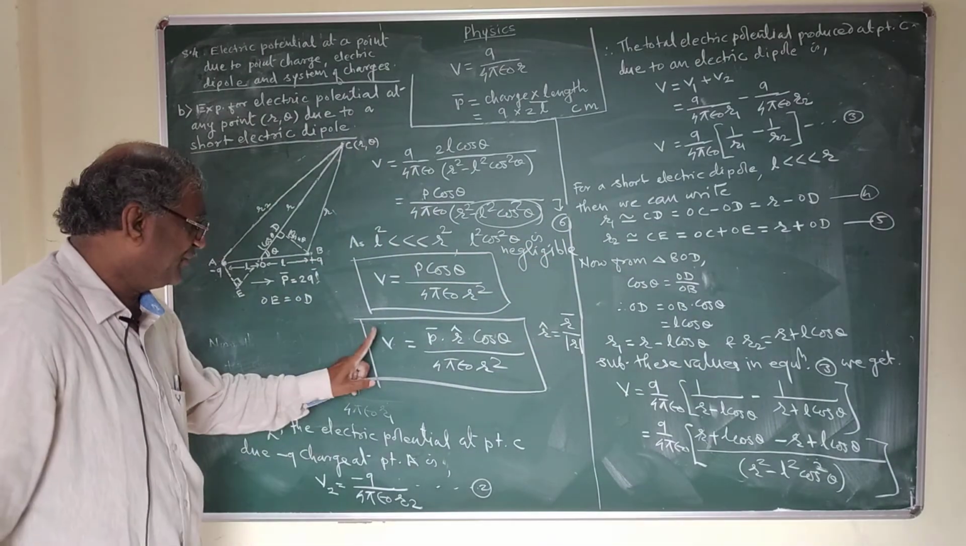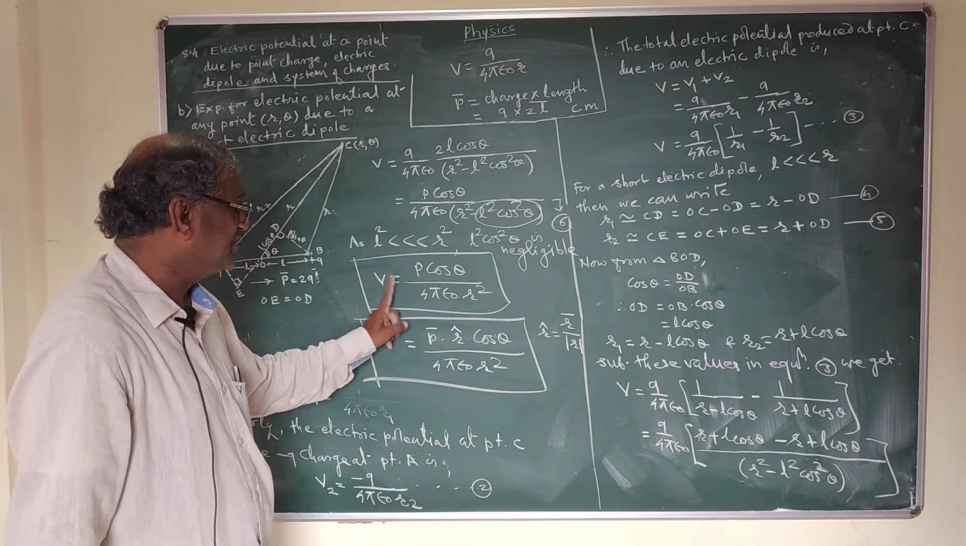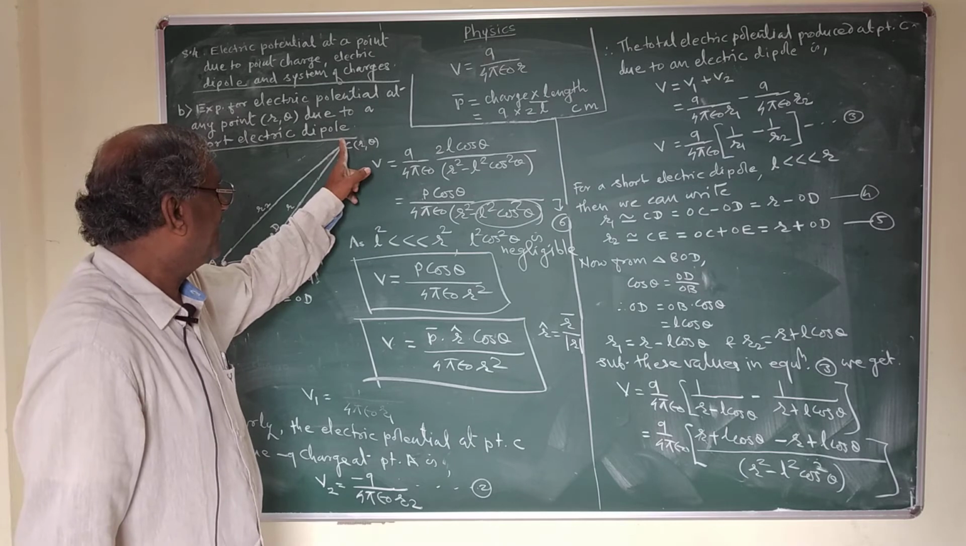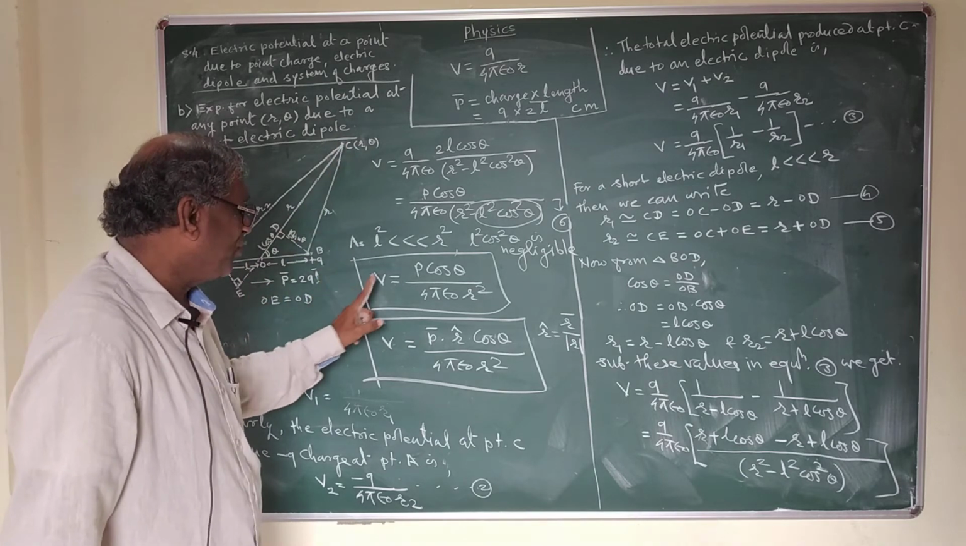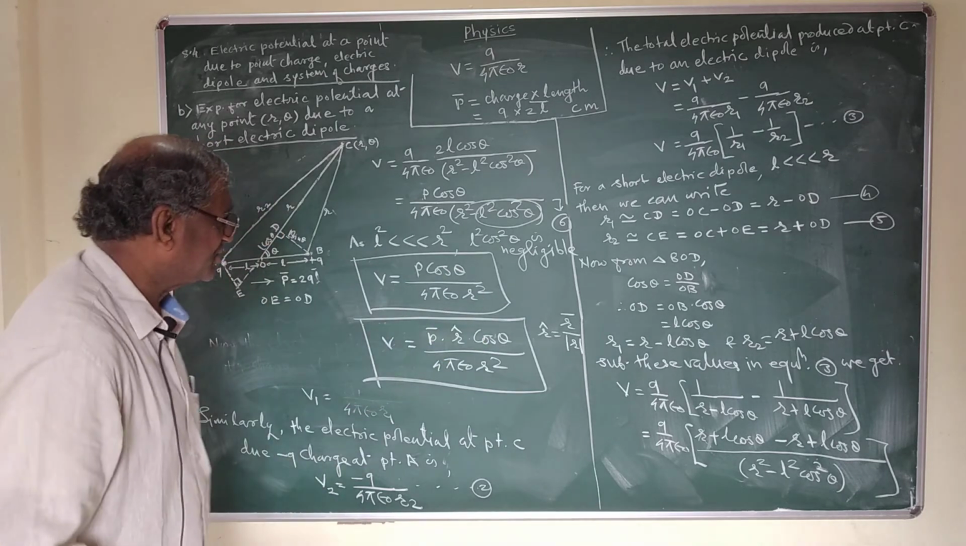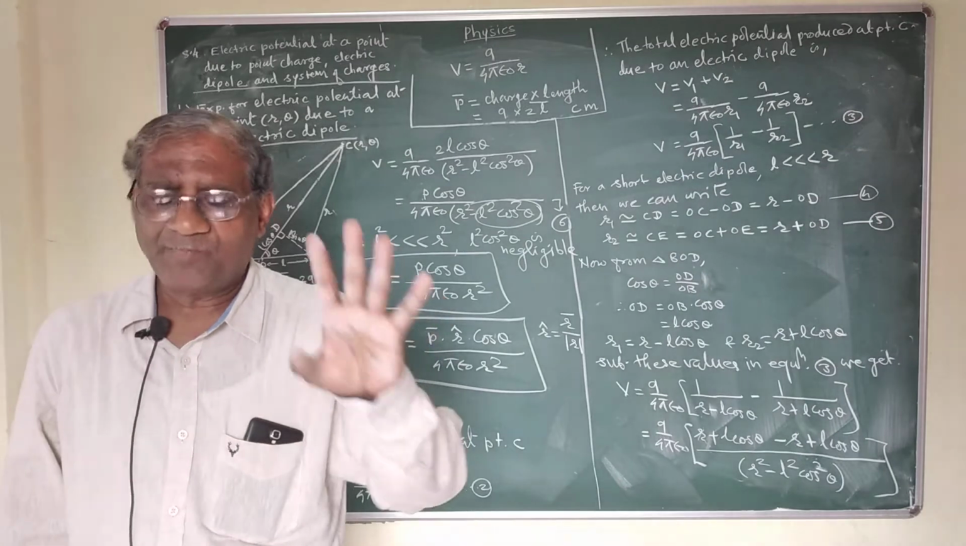So V is equal to P dot r in this way. This is the expression for the electric potential at any point due to an electric dipole. V is equal to P cos theta upon 4 pi epsilon 0 r square. Now there are three particular cases.